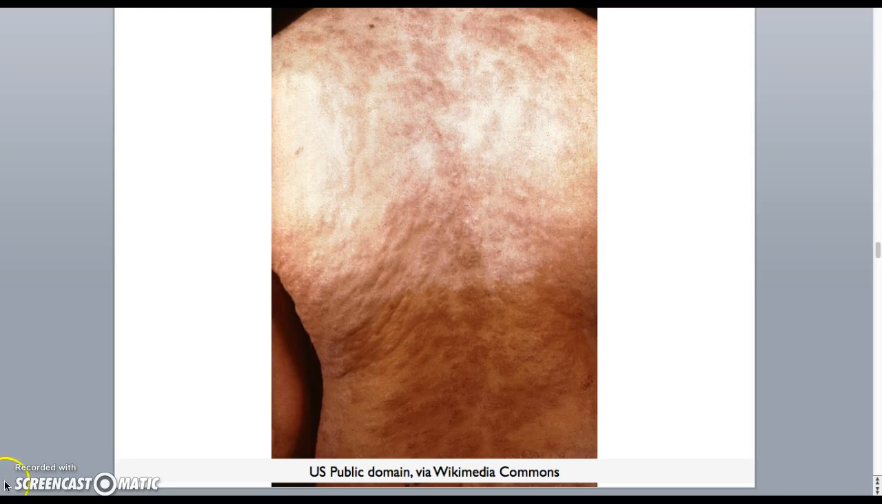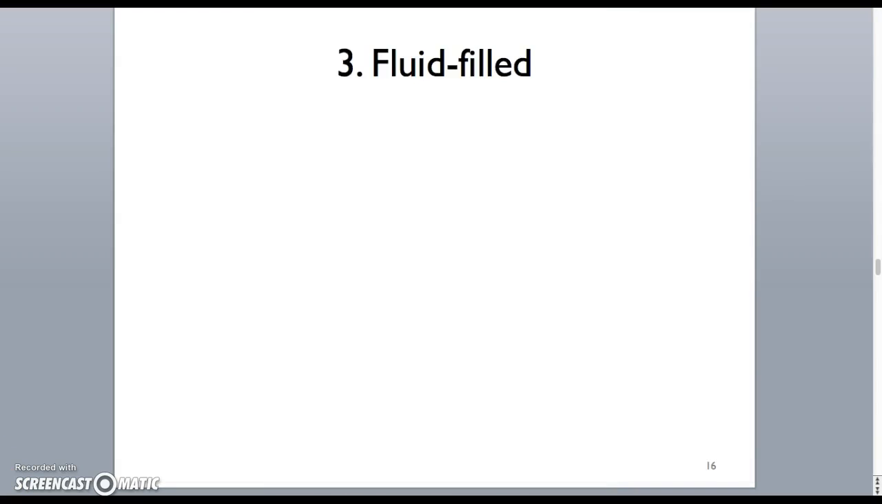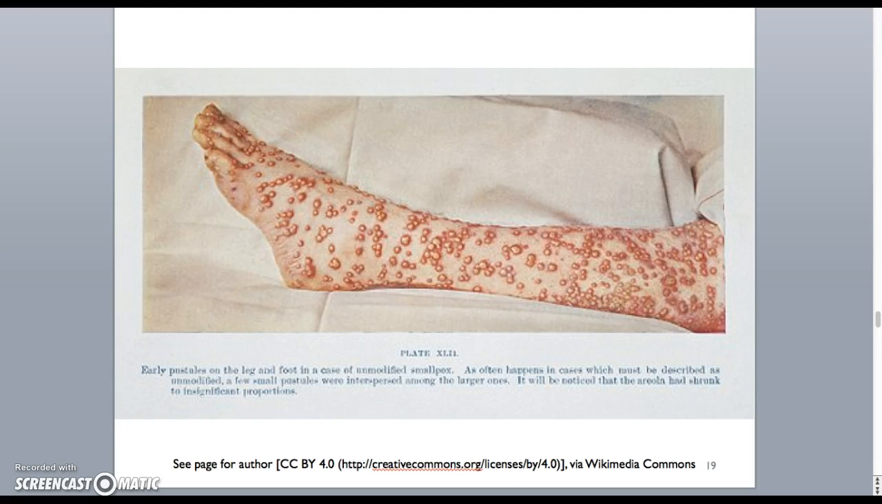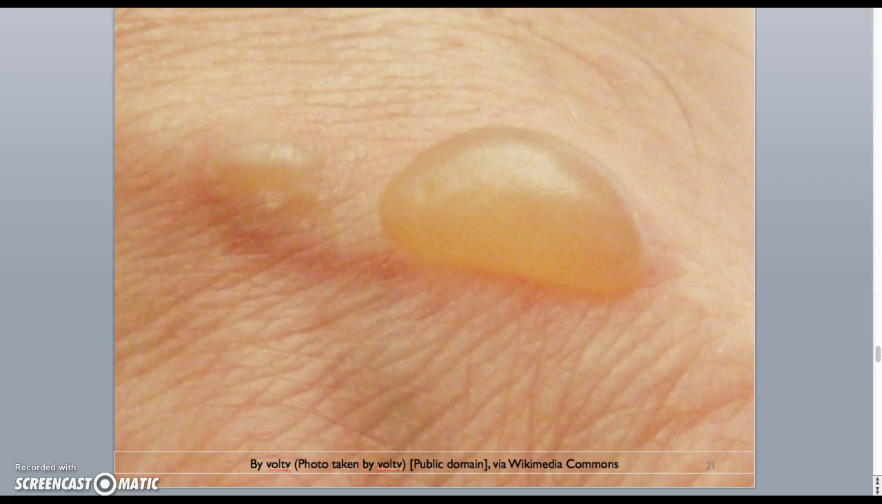The third kind is the kind of rash that has fluid inside them, such as this one. If the fluid is clear and the rash is less than 1 centimeter in diameter, these are called vesicles. If they are filled with pus or white blood cells, they are called pustules. If this is more than 1 centimeter, these are called bullae.